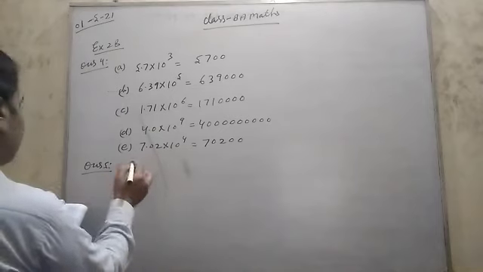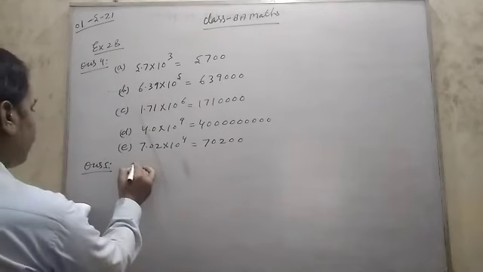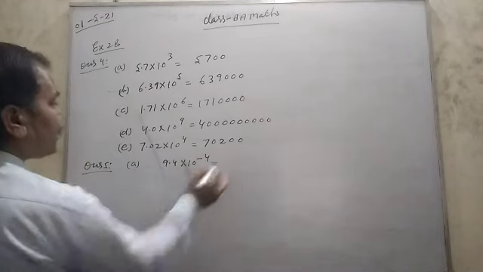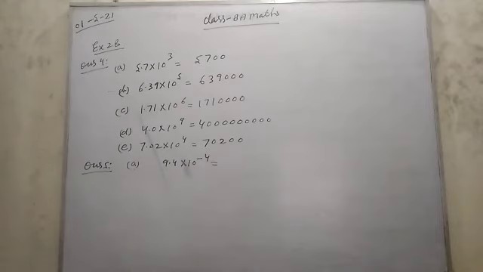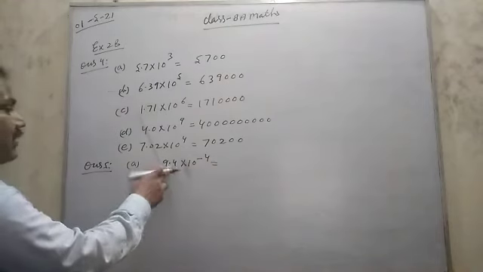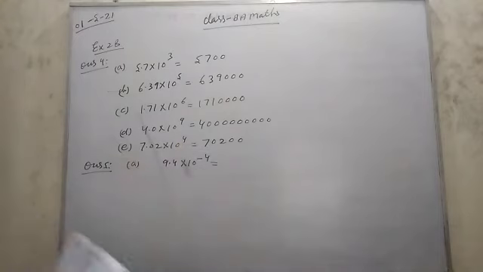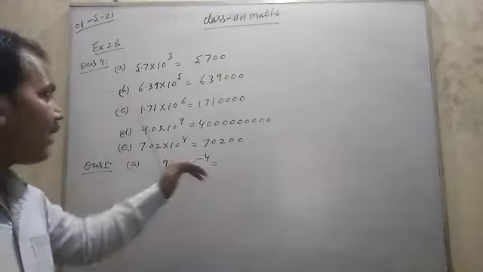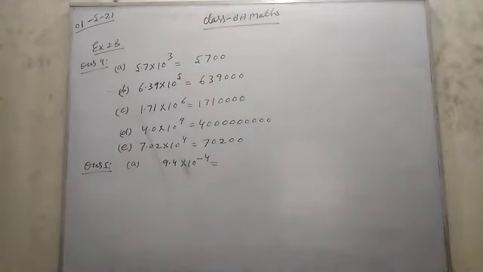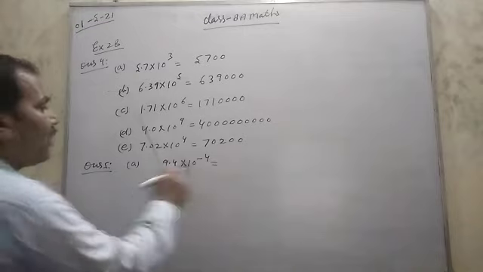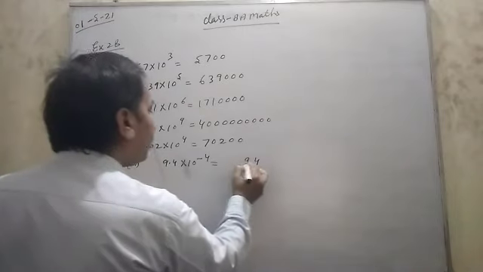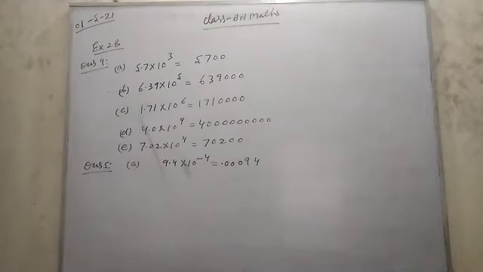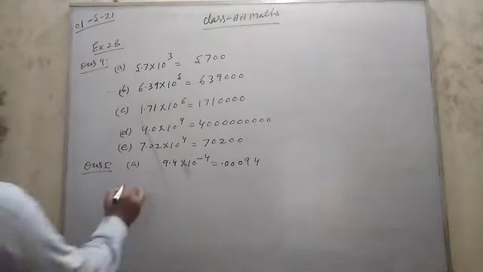This is also like the 4th, but something different. 9.4 into 10 to the power minus 4. Here the power is given negative, so the point will shift left. If the power is positive, then it will shift right. If the power is negative, then it will shift left. How many digits? 4 digits. 1 digit, 9, is given, the remaining are 0 and then the point. So 0.00094.